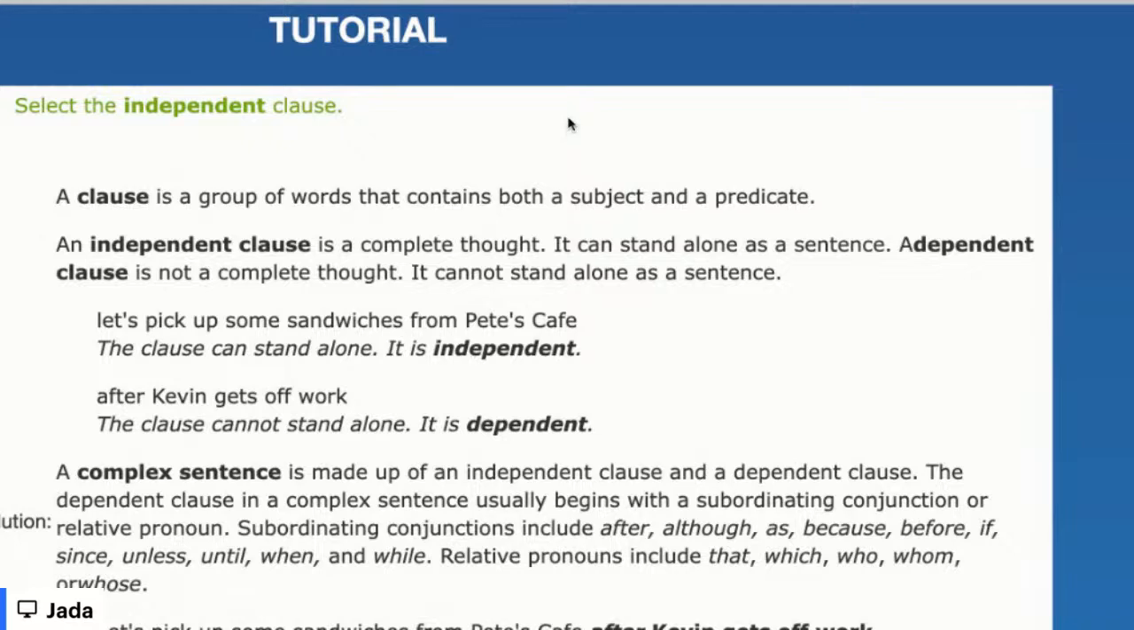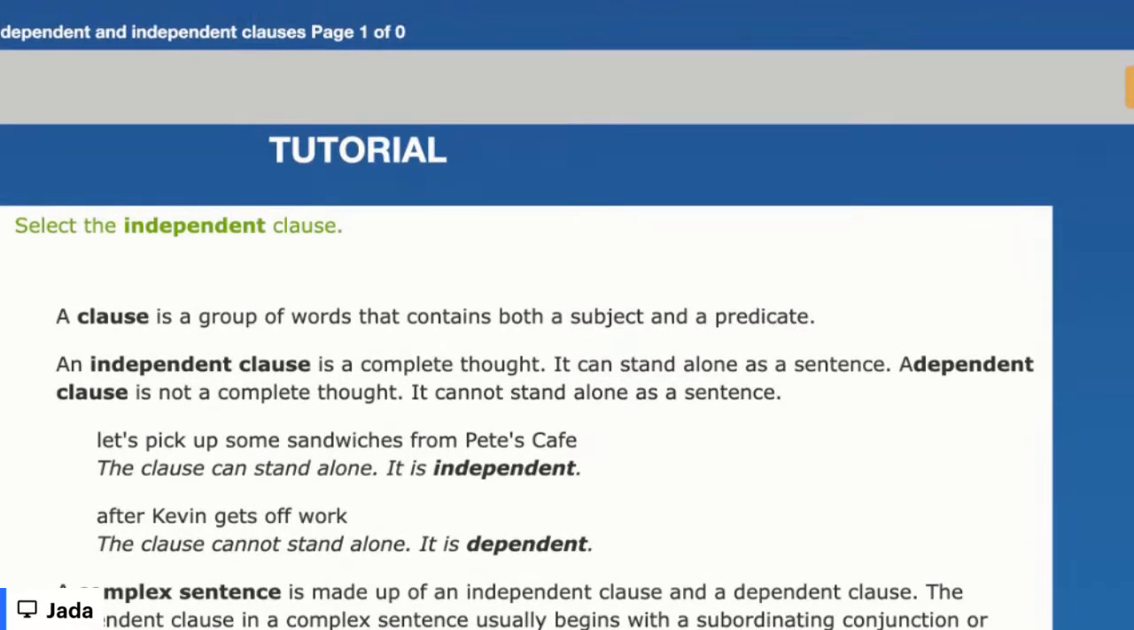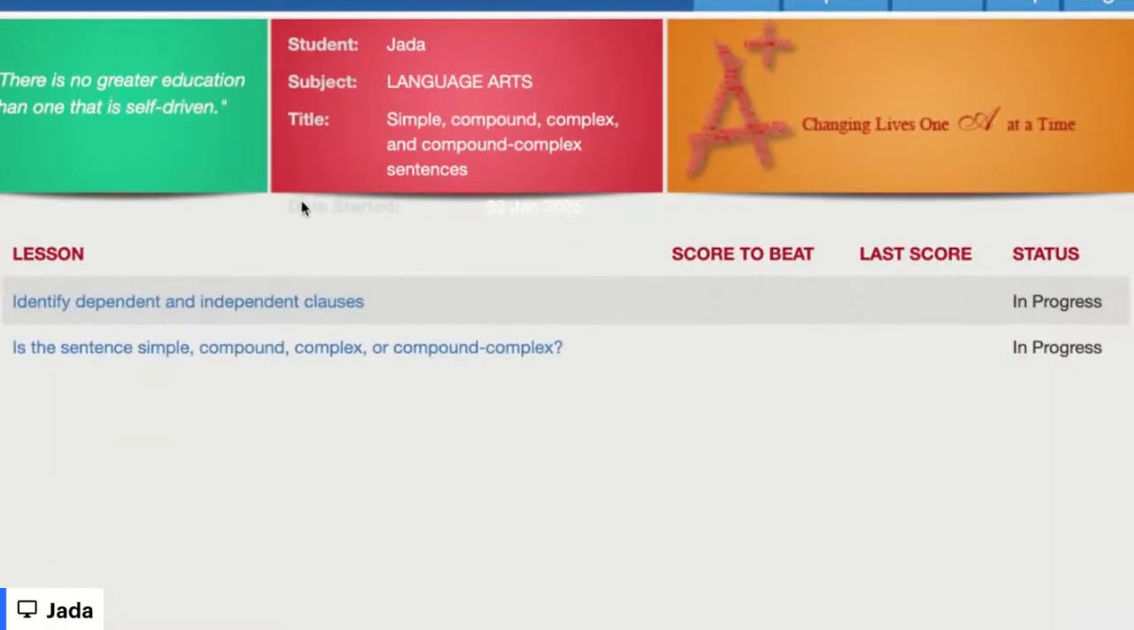Today we will have simple, compound, complex, and compound complex sentences from grade 7. So we have two lessons to complete. We have identify dependent and independent clauses. Is the sentence simple, compound, complex, or compound complex?